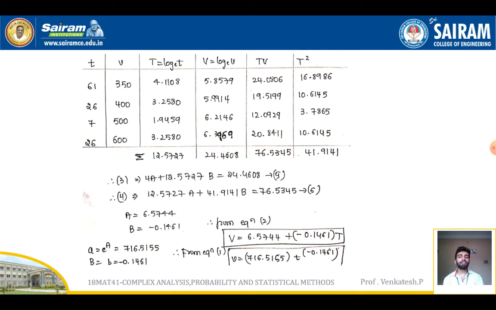On solving the equations, I'll be getting capital A is equal to 6.5744, capital B is minus 0.1461. Since we want to find the value of small a, it is nothing but e power A. I'll be getting 716.5155. Small b will be same as capital B only, that is minus 0.1461. So replace all the values in the equation V is equal to a into t power b. The equation will be v is equal to 716.5165 t power minus 0.1461, which is the required solution.